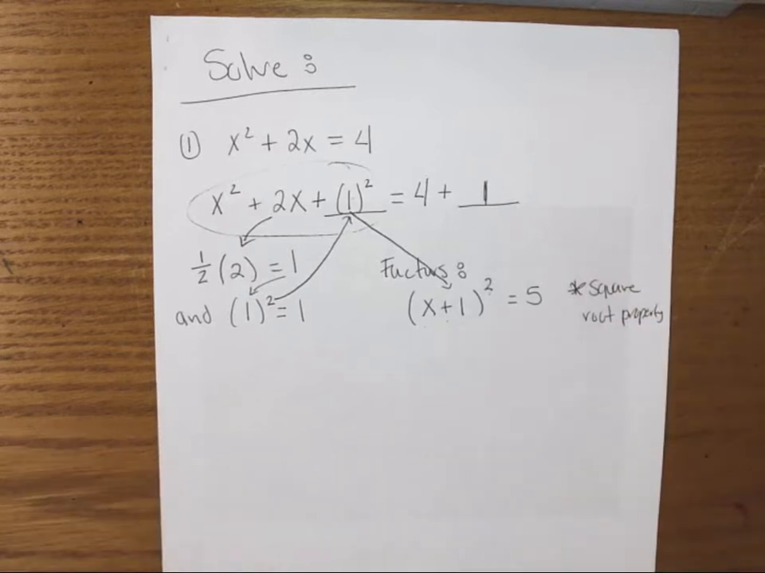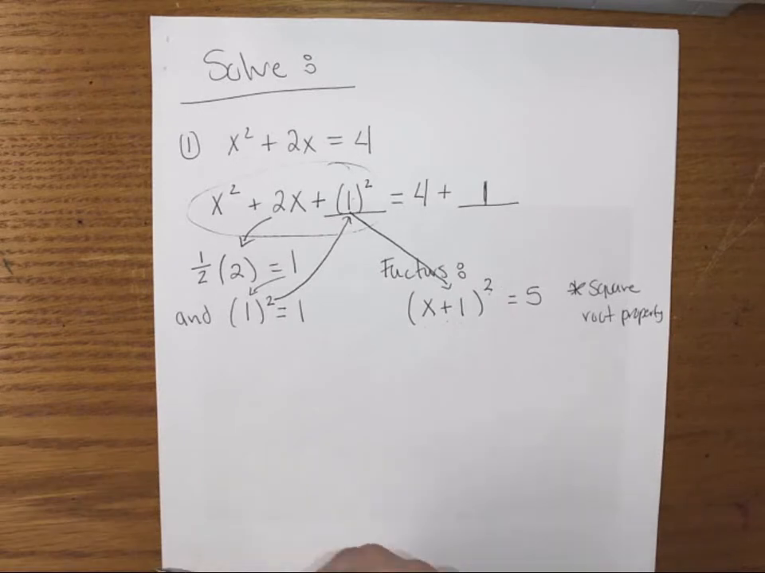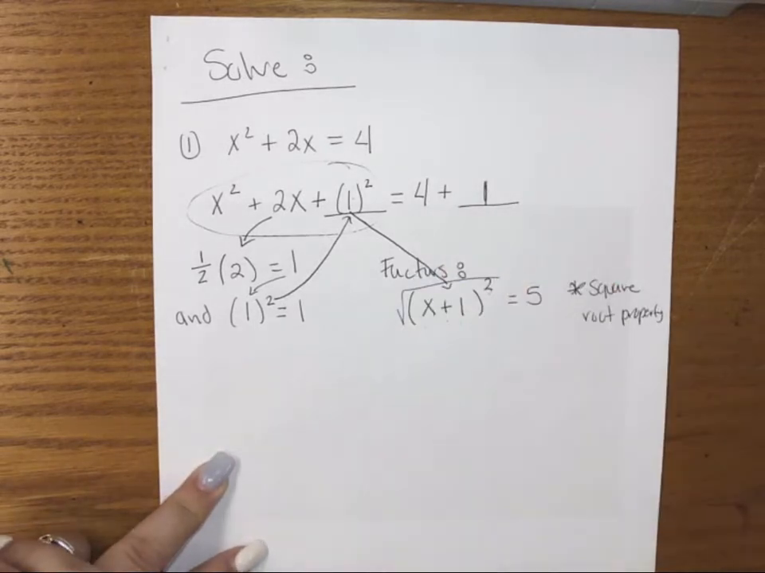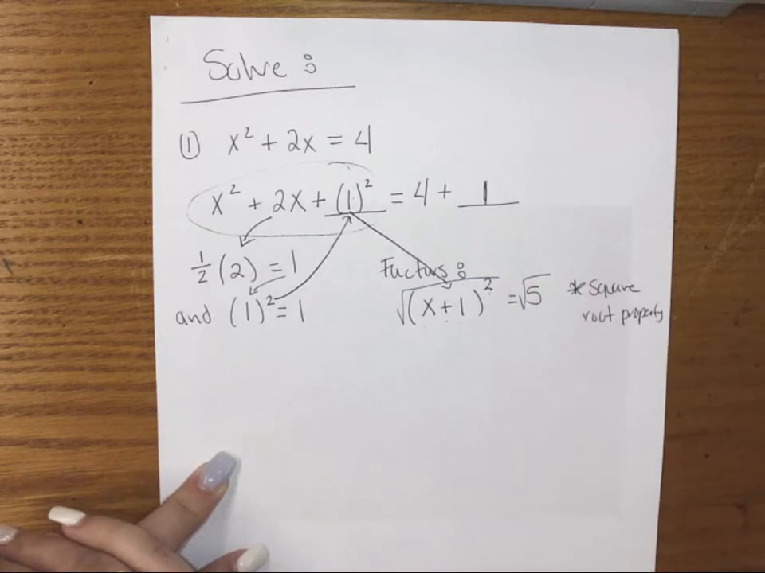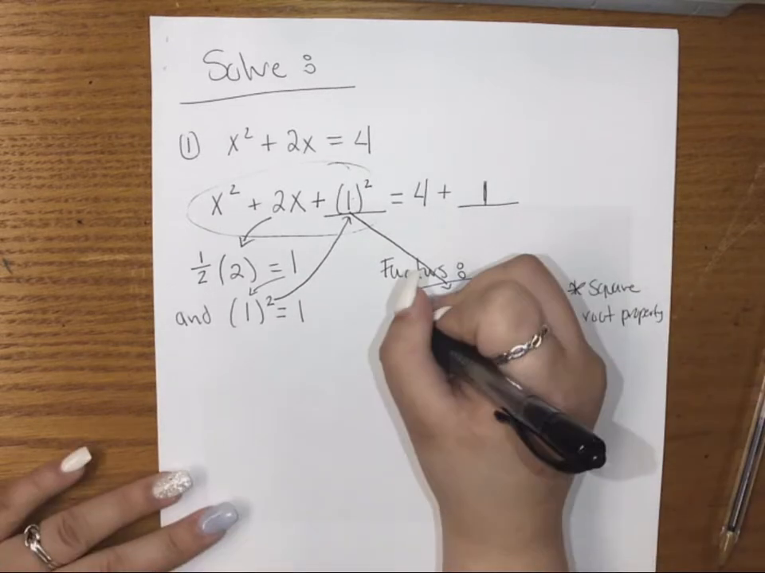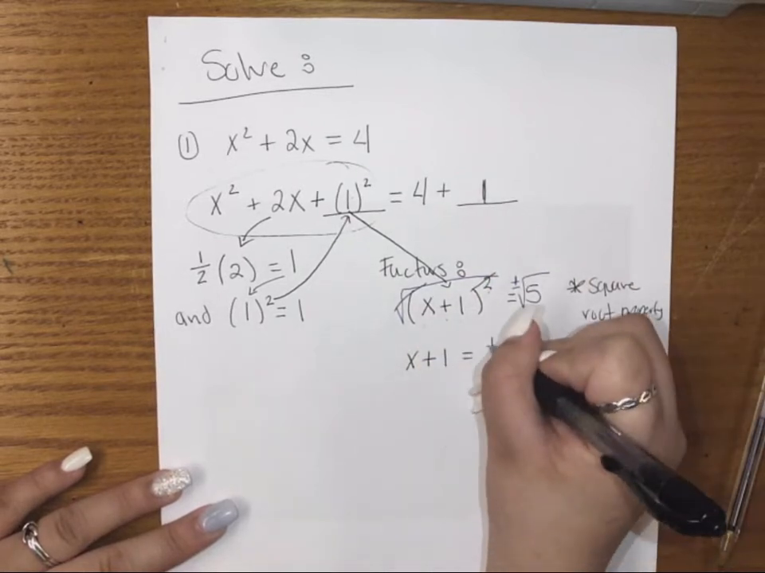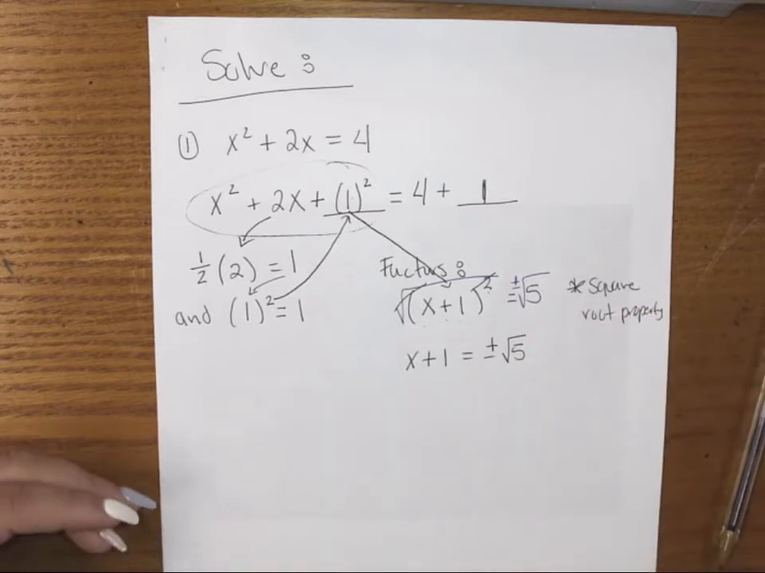So remember, the square root property says, if we're dealing with the square of a group, the way to get rid of a square is to do the opposite operation, a square root. If we take the square root of this side, we must take the square root of the other side, but we always need a plus or minus in front of the square root. So these undo each other, so we're left with x plus 1 equals plus or minus the square root of 5. The square root of 5 doesn't simplify anymore, so we simply write plus or minus square root of 5.